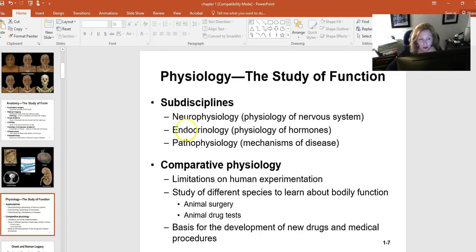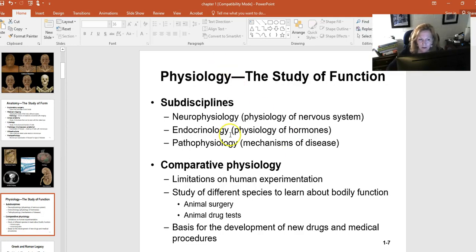So there are certainly subdisciplines of physiology. So neurophysiology, obviously the nervous system, endocrinology, hormones, the endocrine system, pathophysiology, mechanisms of disease. So my specialty when I finished undergrad was pathology, and specifically microbiology, which is the study of infectious diseases.